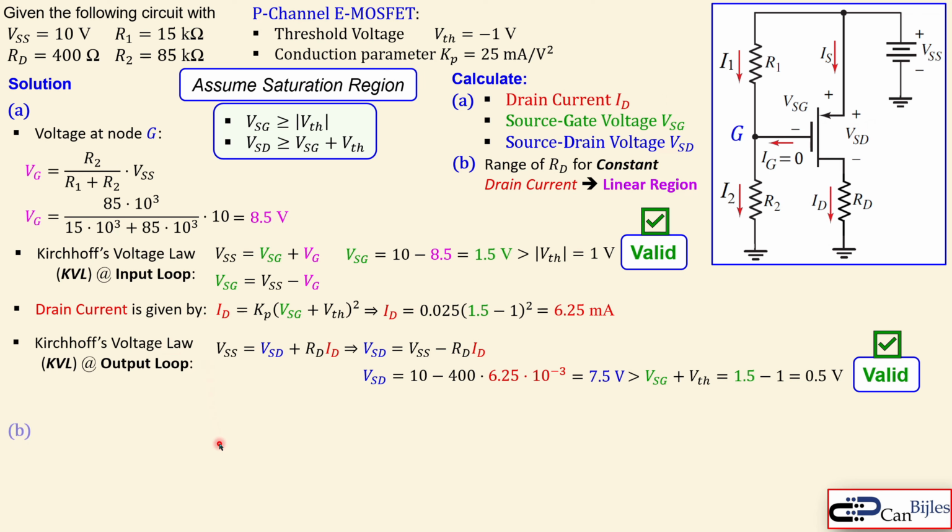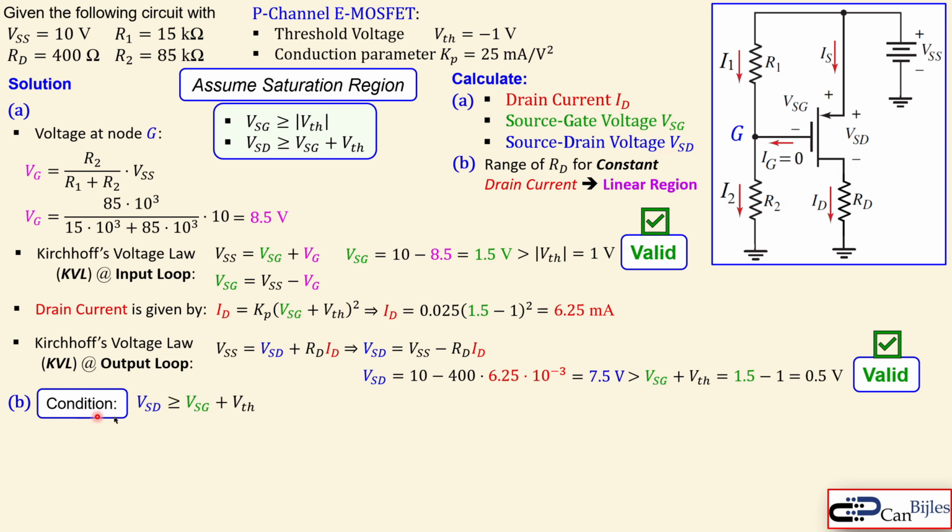saturation region. Okay, now the question B, we'd like to know what the range of the RD is for a constant drain current, because when you make this short, the system or the MOSFET circuit will still work and it is still in the saturation region. But when you increase the value, at some point you will come to the region where we call this the triode region. And that is what we want to know.